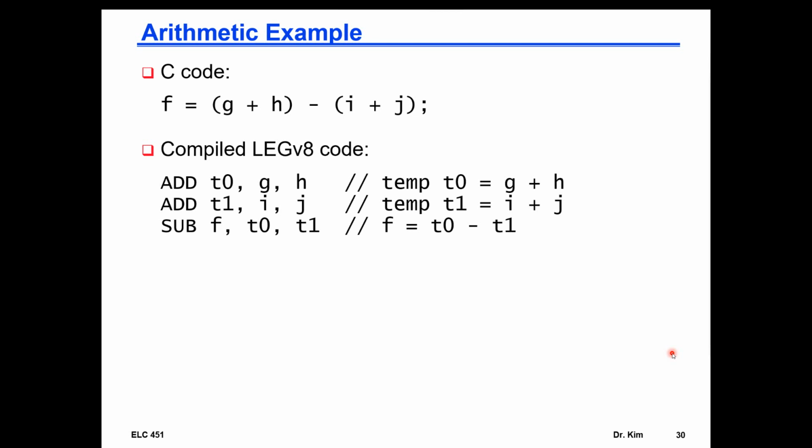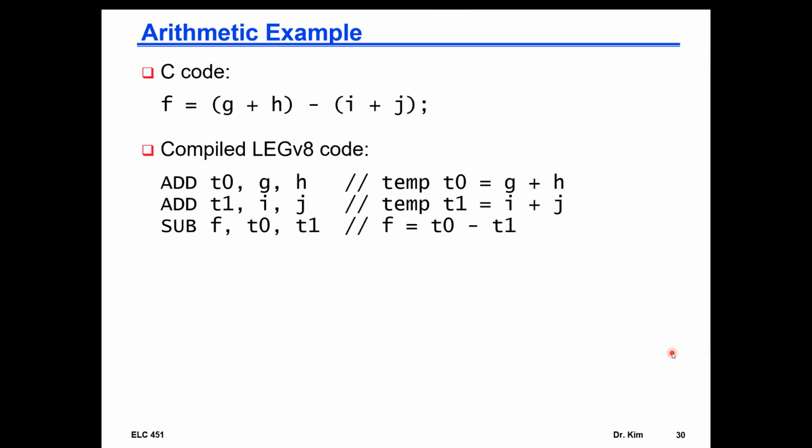So the compiler could come up with code like this. It could add H and G and put the result in register T0. The assumption here is that G and H have been preloaded in some register of the register file. We're going to see what the names of the registers are, but this assumes that G and H are already associated with a register by the compiler and already loaded.